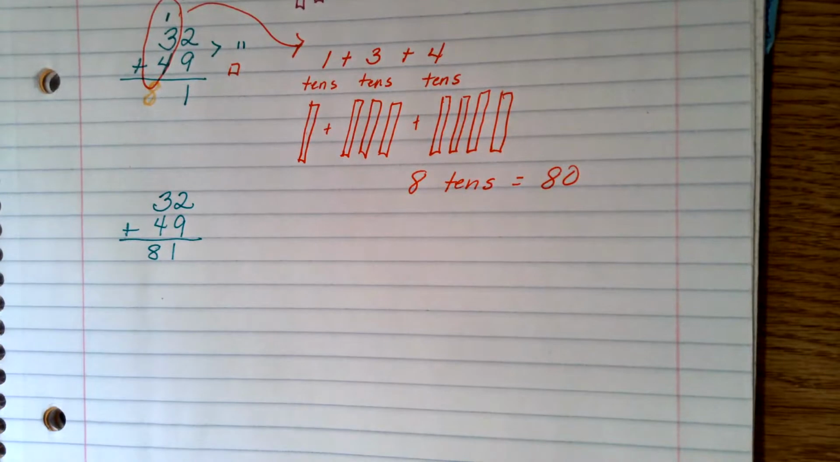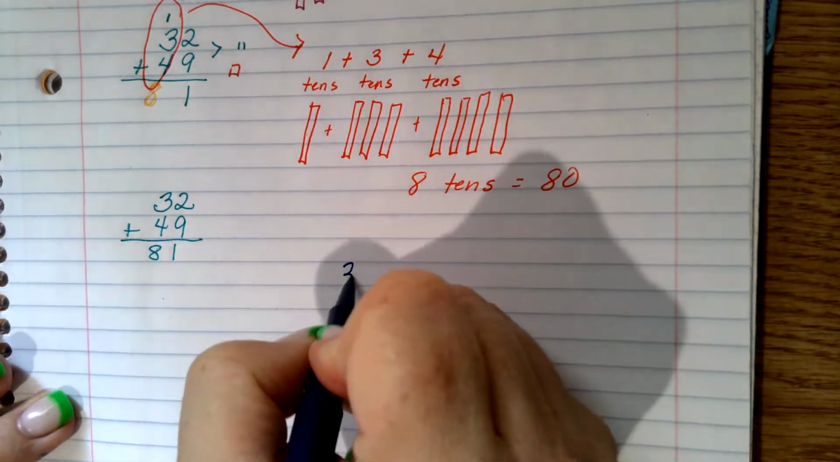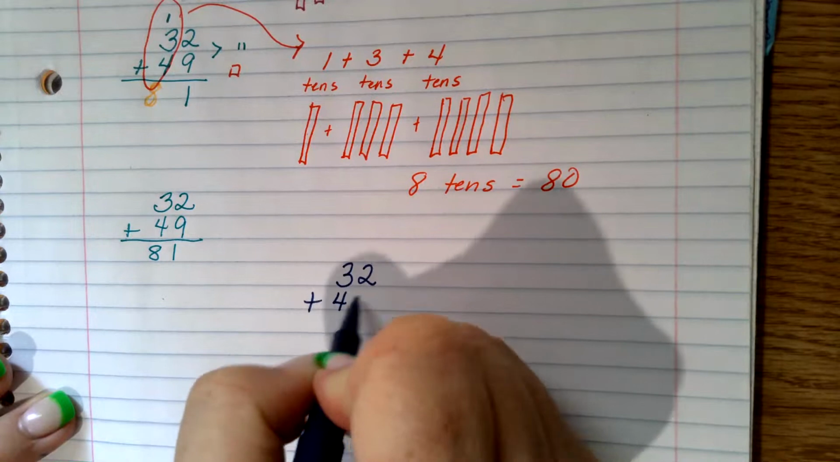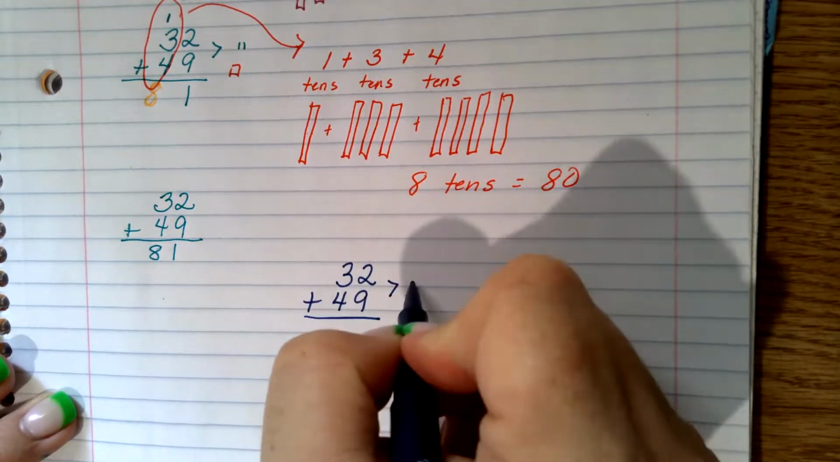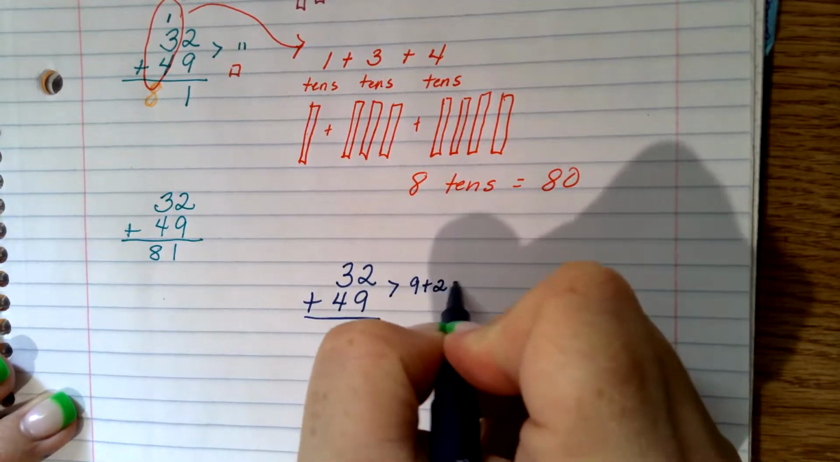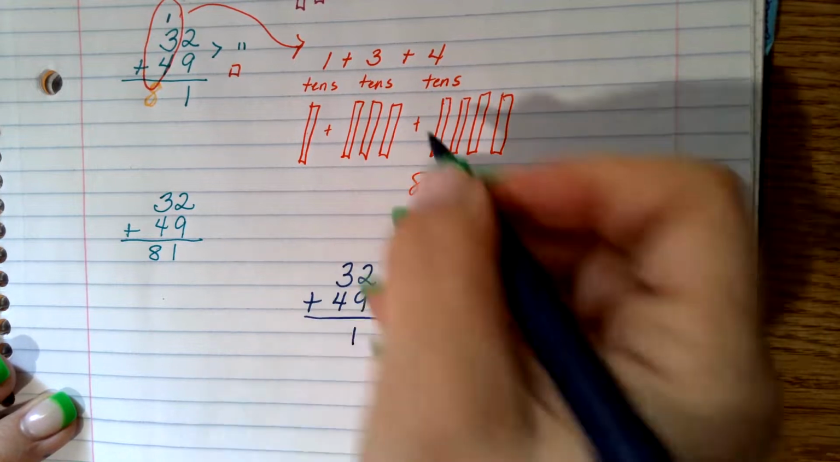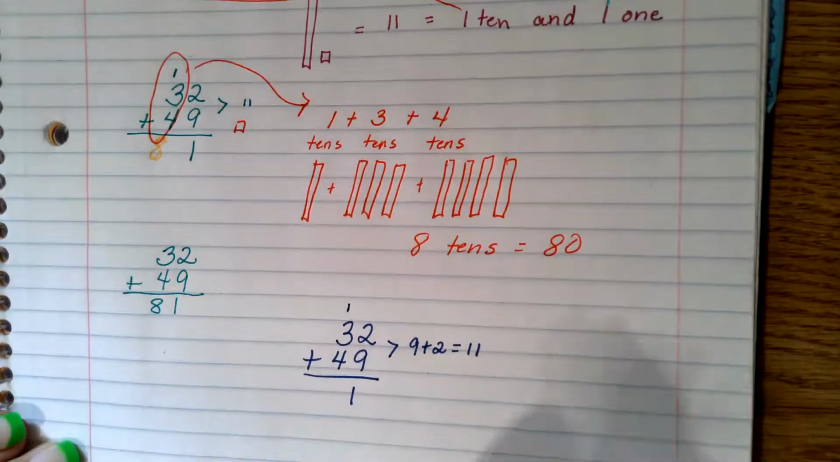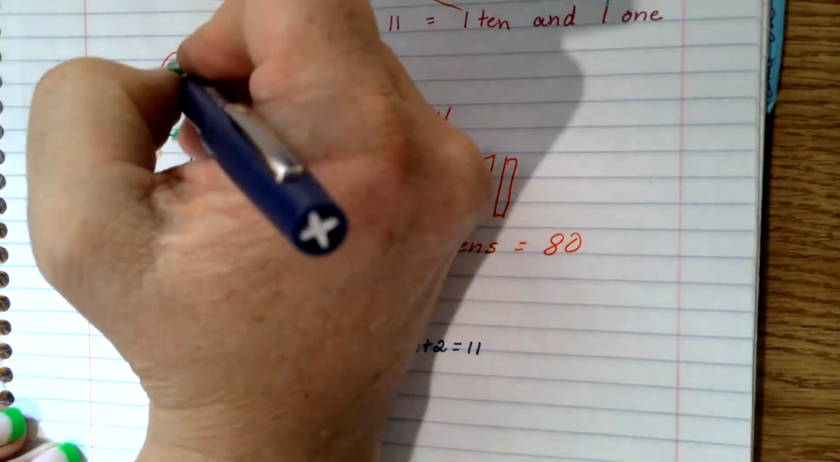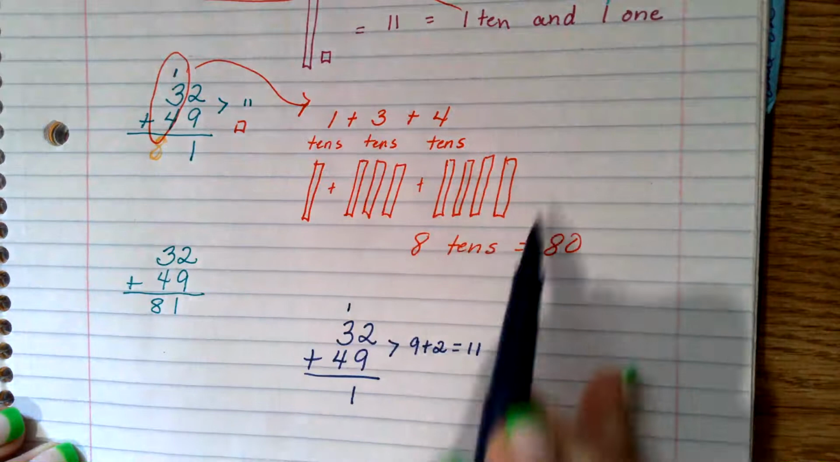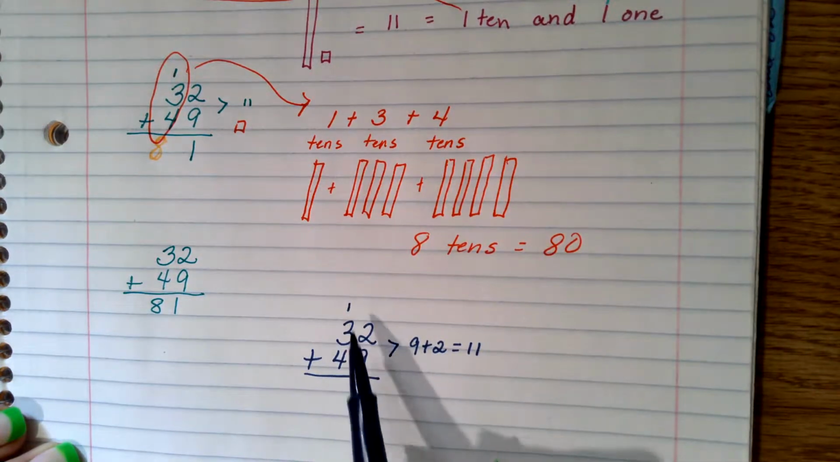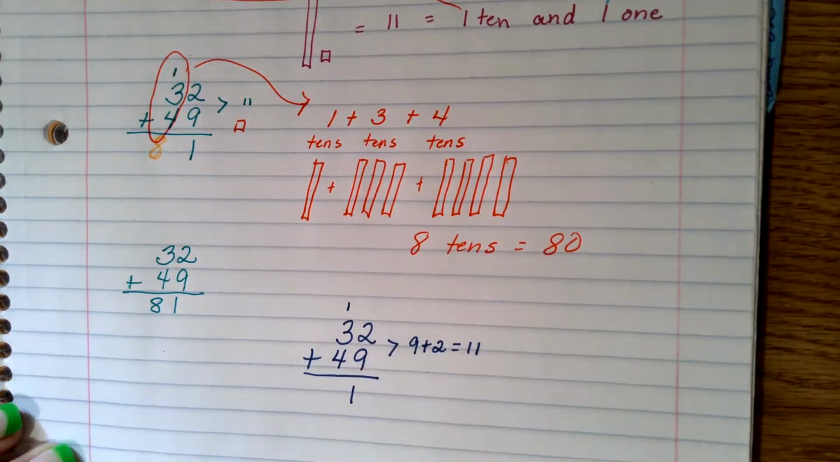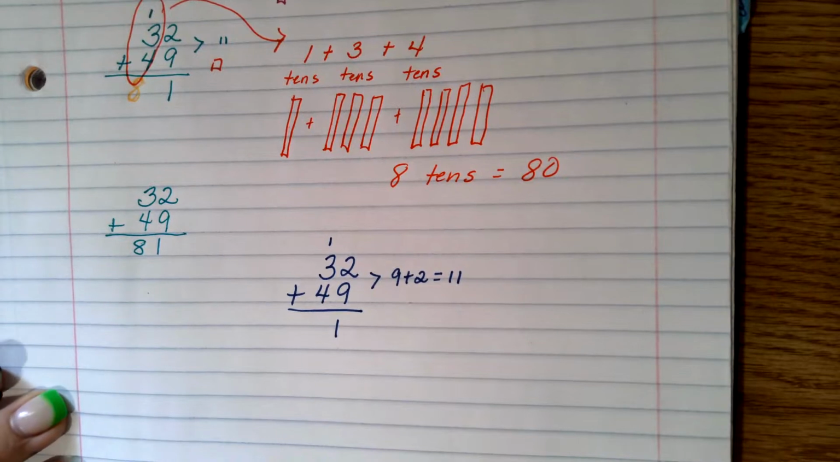Now, your parents are going to talk about regrouping and carrying this way. They're going to say, okay, 32 plus 49. I know that 9 plus 2 is 11. I'm going to put a 1 down and I'm going to carry the 1 up here. They're saying the exact same thing. They're putting the 1 down and they're bringing up the 10 that is represented by the digit 1. The 10 goes up here to the top. Don't get confused. Your parents are doing it the same way.